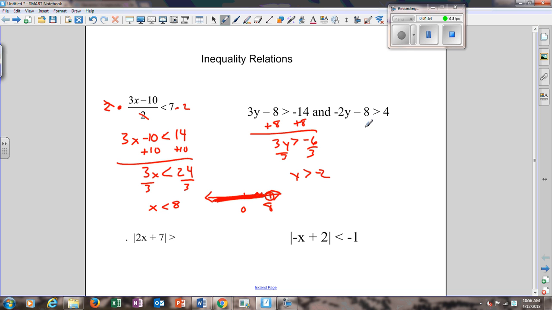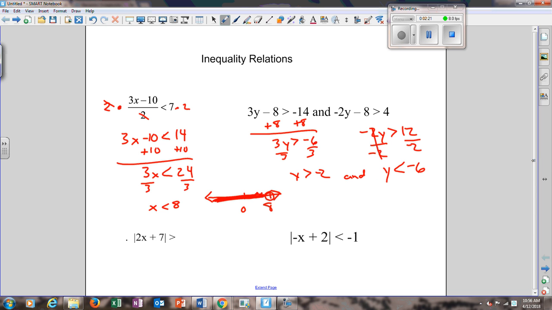Then you do this side. You add 8 to both sides. You get negative 2y is greater than 12. Divide by negative 2. Now you're dividing by a negative. This is where we have to flip the inequality. It becomes y is less than negative 6. And that's it.